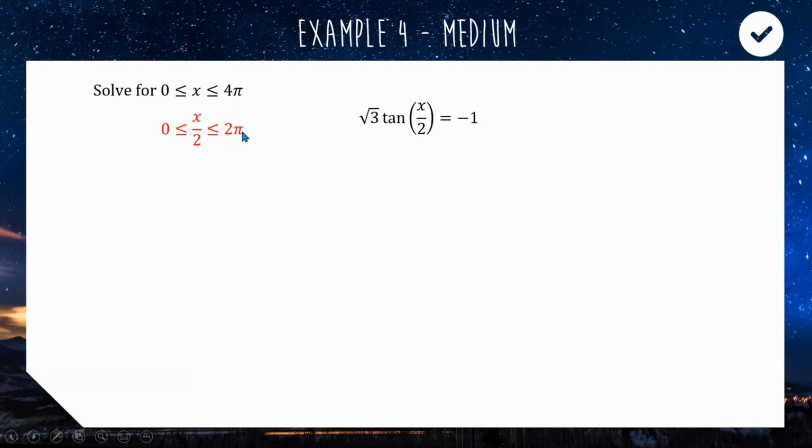And remember, 2 pi is just 360. So this is really just saying 1 lap of the unit circle. So we've kind of made the question a bit easier on ourselves. Okay, now we can solve the equation.